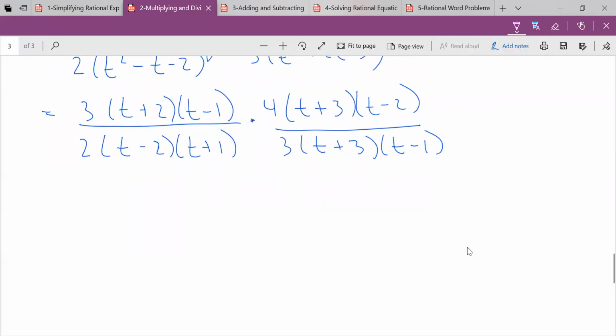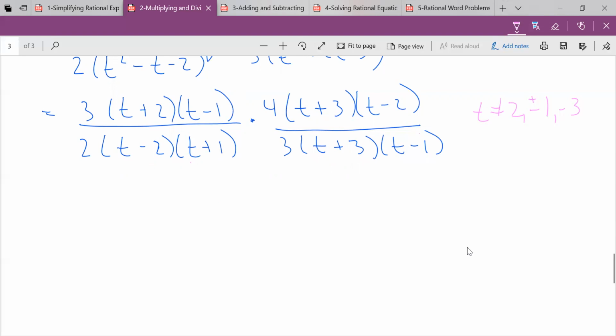Now, NPVs. What can I divide? Well, I see a t minus 1 and a t minus 1. That's good. Oh, before I divide, bad teacher. Before I divide, let's get our NPVs. t can't equal 2. t can't equal -1. t can't equal -3. t can't equal +1, so I'm going to write that as positive 1. There we go. We had four non-permissible values, four values that make the denominator equal to 0.